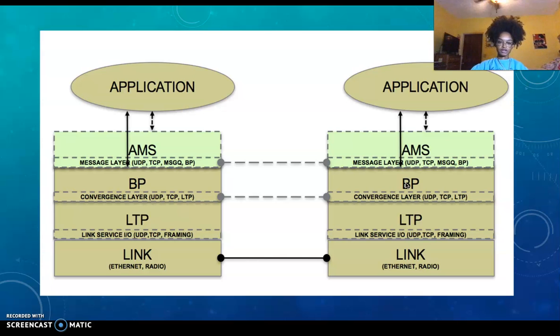This is the application that we used. It starts with the link, which includes the Ethernet and the radio, and LTP, which includes UDP and TCP and framing, and it's also a link service. Then the convergence layer, which is BP, includes UDP, TCP, and LTP. And the AMS, which I mentioned before and which is included in the JPL implementation, is a message layer, and it has UDP, TCP, MSGQ, and BP, which is also shown here.